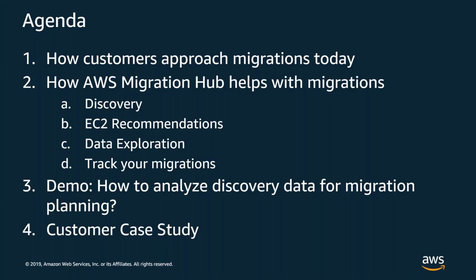So today's agenda is we're going to cover four main areas. First, we'll talk about how customers approach migration today, and a lot of the questions you're going to ask as you go through your migrations and what tooling we have available to help you with that. We'll talk about how the Migration Hub helps you in four key areas: discovery, EC2 recommendations, data exploration, and how you can track your migrations. Then Carmen will do a demo showing how you can analyze your discovery data for migration planning. And finally, I'll briefly talk about a customer case study of a customer who did many of the things that Carmen will show you in the demo.